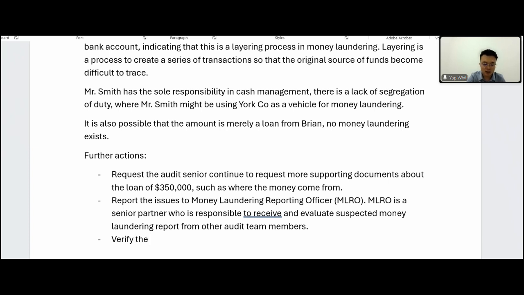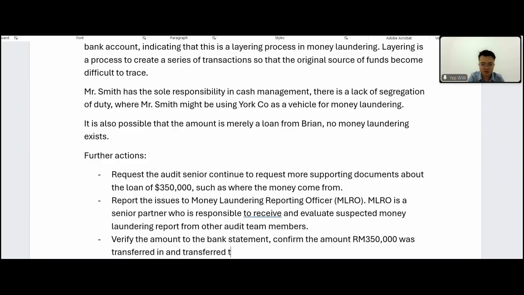So verify the amount to the bank statements. Confirm the amount 350,000 was transferred in and transferred out to a foreign bank account.